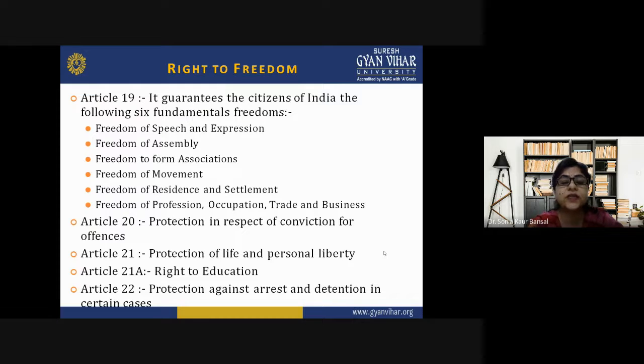Then Article 20 deals with protection in respect of conviction for offences. Article 21 deals with protection of life and personal liberty. Then Article 21A deals with the right to education. Very important article. Remember it. Article 21A deals with the right to education. Article 22 is about protection against arrest and detention in certain cases.